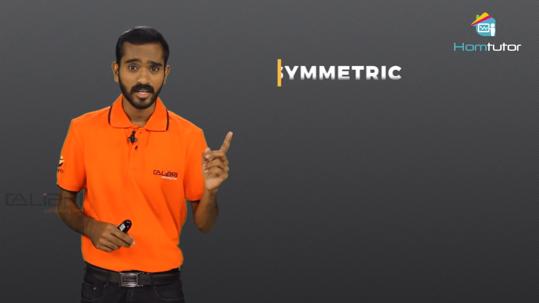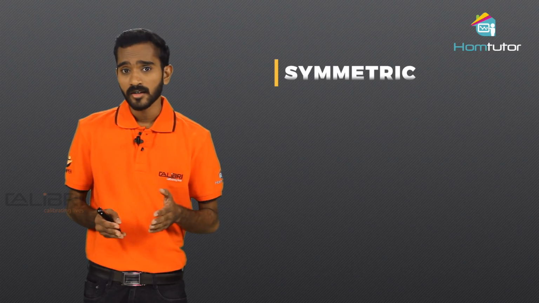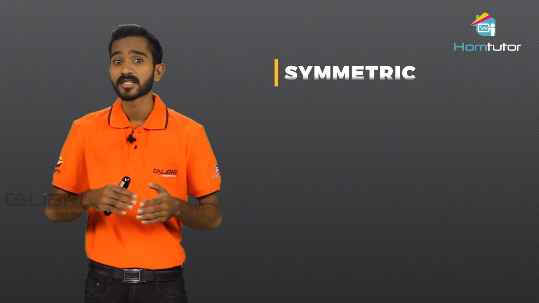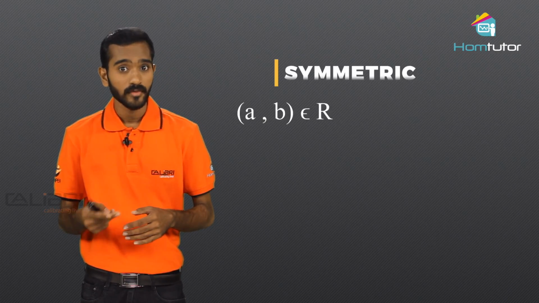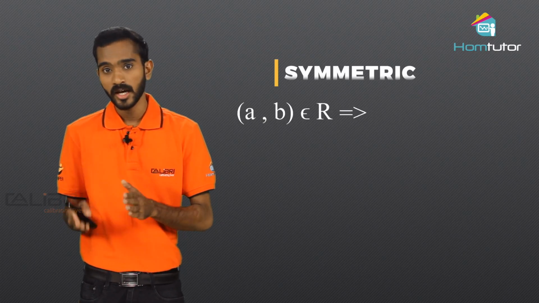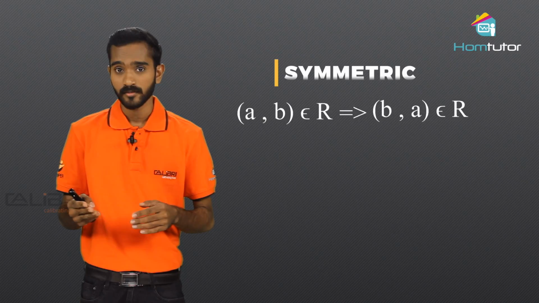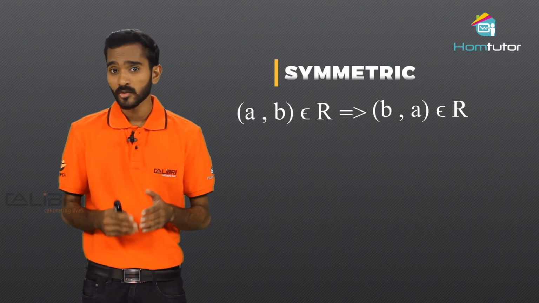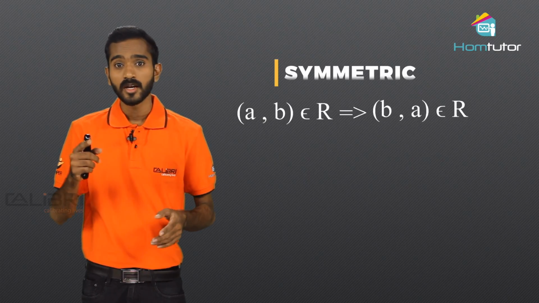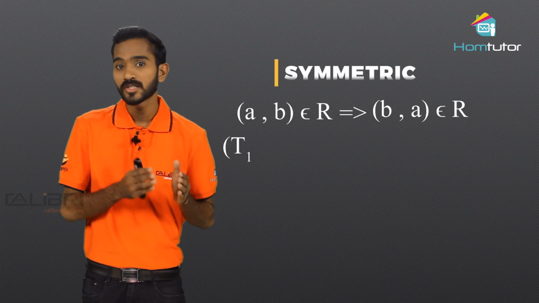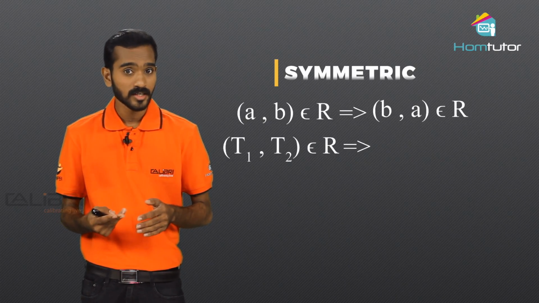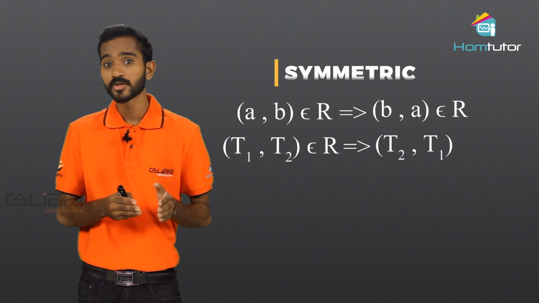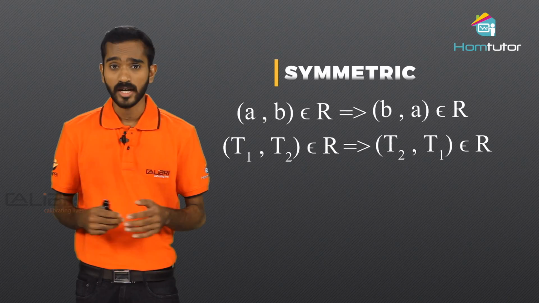Now let's consider the second type of relation, that is the symmetric relation. Any relation R in a set A can be called a symmetric relation if the ordered pair (A, B) is an element of R, then there exists an ordered pair (B, A) which is also an element of R. Now to prove that the given relation R is symmetric, we must prove that if the ordered pair (T1, T2) is an element of R, then the ordered pair (T2, T1) is also an element of R. So how do we prove that?